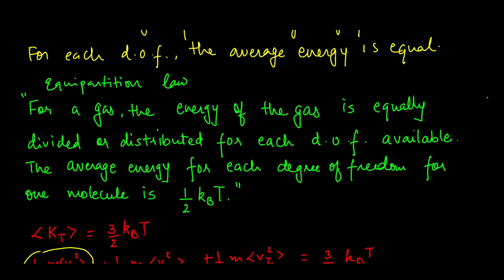What is written above? The average energy for each degree of freedom for one molecule, all this is for one molecule, is how much? 1 by 2 kbt for 1 degree of freedom. Remember, for each degree of freedom for one molecule the energy is 1 by 2 kbt. Clear?